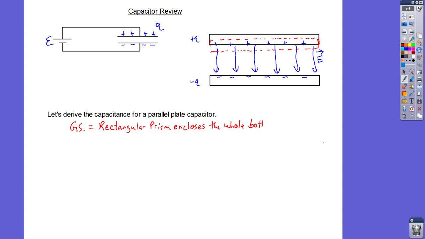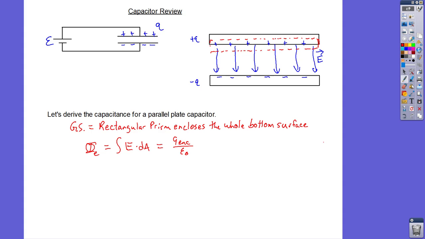And the reason why we want to do that is because that means that finding Q enclosed is going to be really easy. So when you're doing a Gauss's law problem, it's good to specify what your Gaussian surface is. Then we're going to say that the flux, remember this is the electric flux, is equal to E dot dA. That's going to equal Q enclosed over epsilon naught.